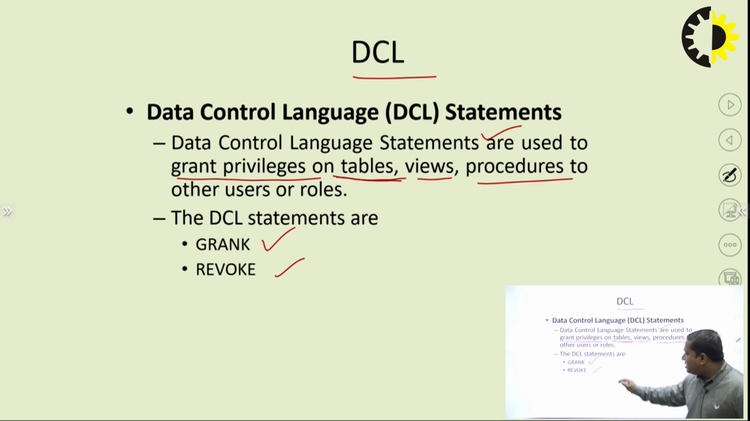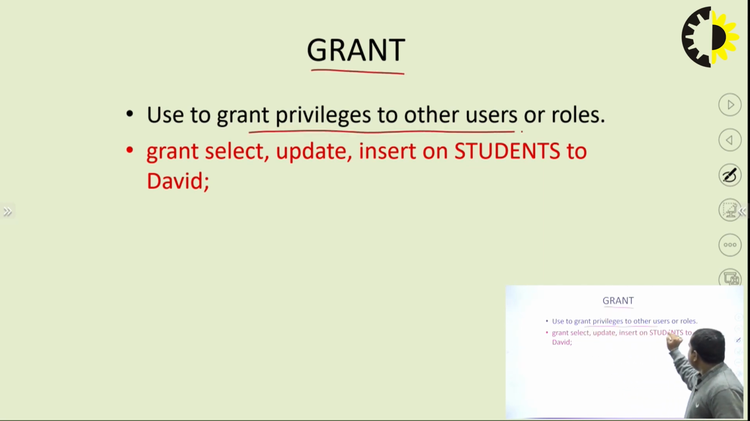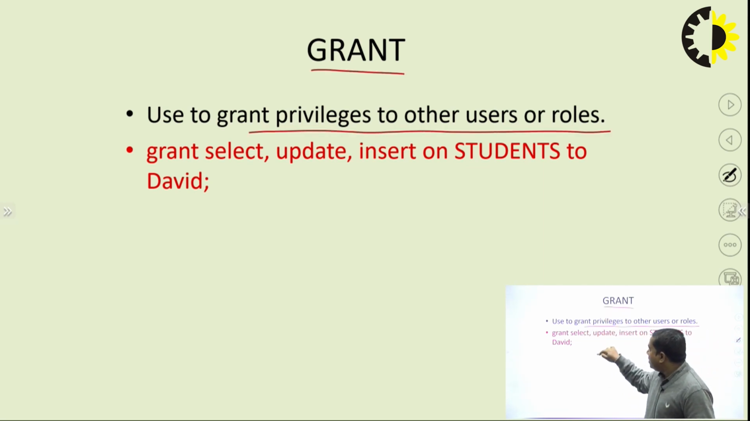So grant is basically for providing specific privileges, like if a particular kind of user can use the operation of update or insert or create. Okay, so those types of privileges can be provided and also can be revoked by the database administrator. Okay, so grant is for giving privileges to other users or roles apart from the DBA. So grant like what? Select, update, insert.